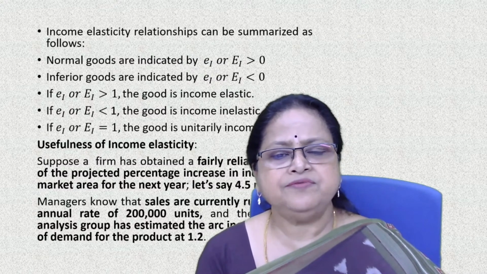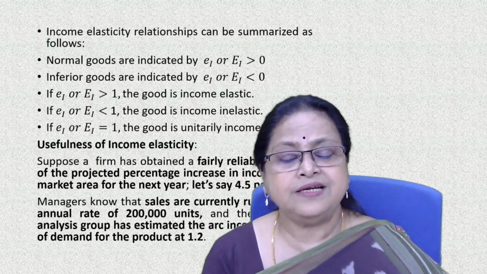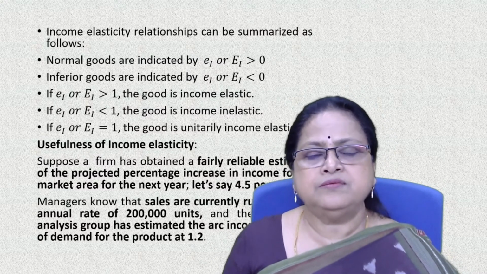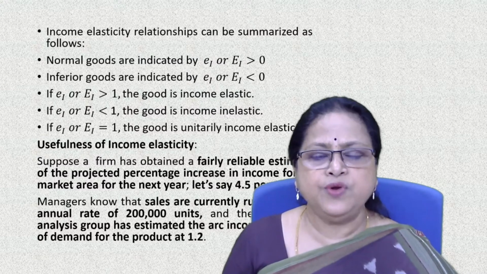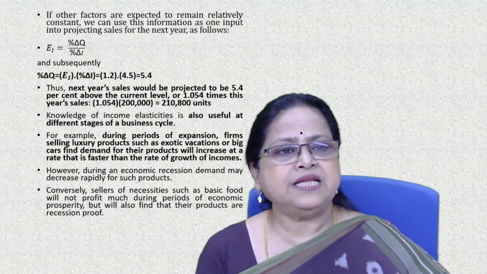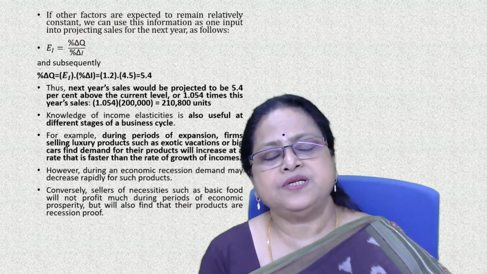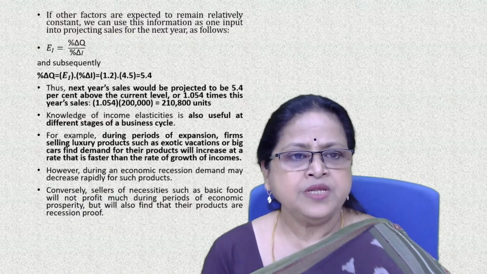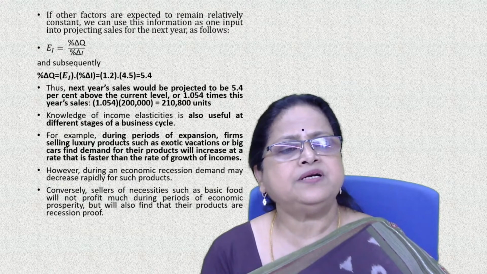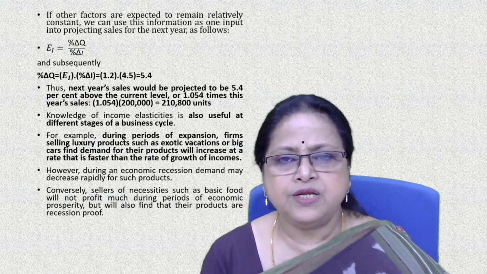Okay, so the arc income elasticity for the product is 1.2, and the annual rate of selling, currently the sale, is 2 lakh units, and income is going to increase, like some 7th pay commission or something, by say 4.5%. If other factors are expected to remain relatively constant, we can use this information as one input into projecting sales for the next year. Percentage change in Q divided by percentage change in income. Percentage change in Q is equal to nothing but EI into percentage change in income.